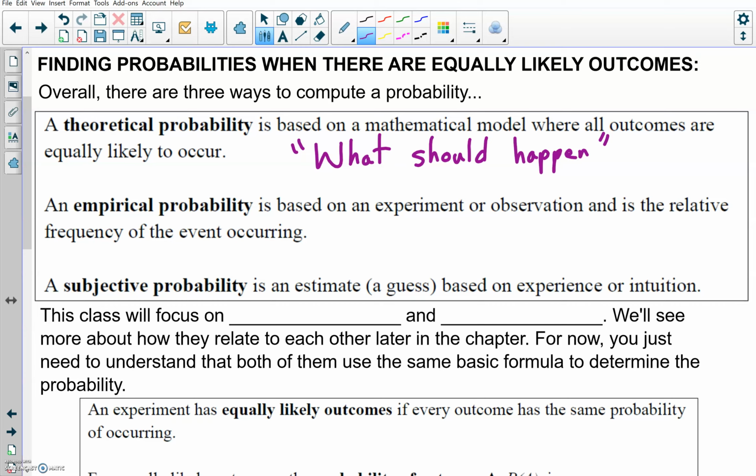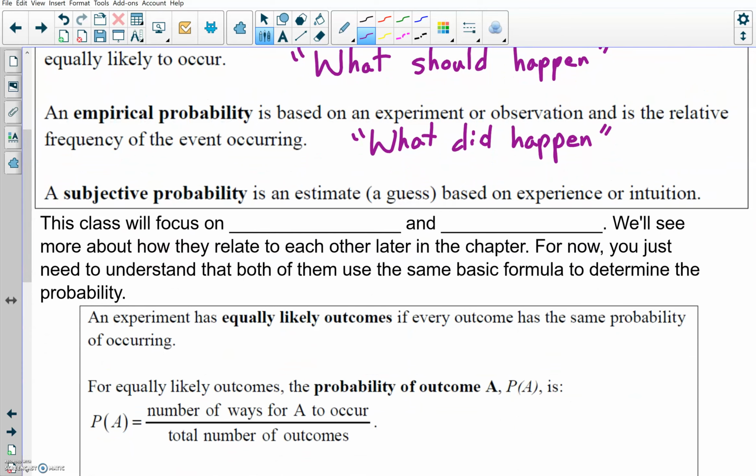An empirical probability is based on an experiment or observation and is the relative frequency of the event occurring. So this is where you actually went out, you took the coin, you flipped it a bunch, and you're collecting information on what did happen. And then you're able to make probabilities based on what did happen, not what you thought should happen, but what did happen. And we'll see there is a relationship between theoretical and empirical as we move forward through this chapter. But overall, at this point, I want you to understand theoretical is what should happen based on mathematical understanding. Empirical is what did happen as you were actually running the experiment.